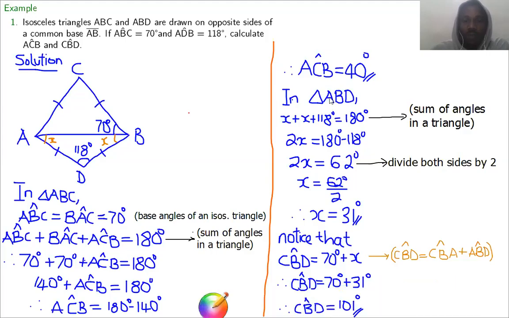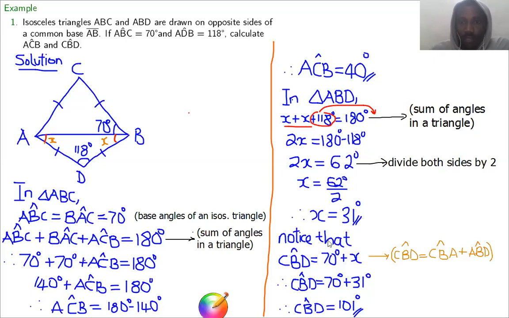Next, in triangle ABD, I just labeled this side as X and here as X. They are unknown. So X plus X plus 118 degrees is equal to 180, sum of angles in a triangle. X plus X is 2X. 2X plus 118 is equal to 180. The 118 will come over to the right hand side. Here it is positive. When it comes, it becomes negative. 180 minus 118. 2X equals 62 degrees. We divide both sides by 2 and X is equal to 31 degrees.